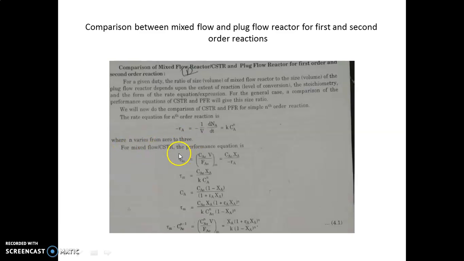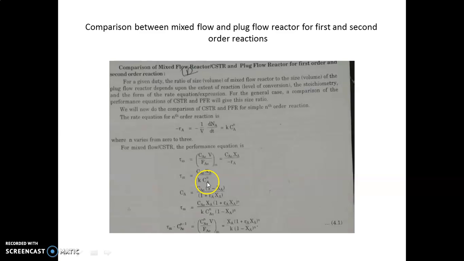So for mixed flow reactor or CSTR, the performance equation is given by tau m. So here tau m represents the space time for mixed flow reactor. This is the definition of space time for mixed flow reactor, and this is actually the design equation. In this design equation we have to put the value of minus rA. The value of minus rA for nth order reaction is equal to k into CA to the power n.